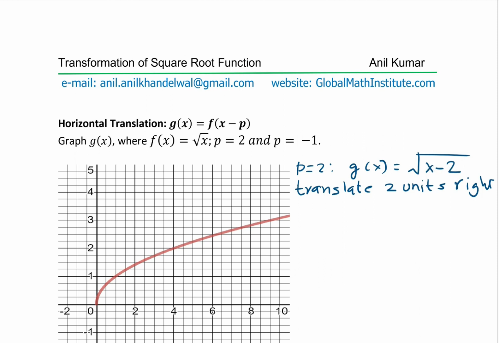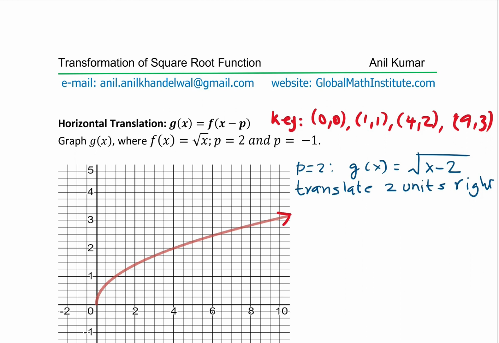So again, let me write down the key points and then we will see how these key points will get translated. So I'm writing the key points here for the function and then we will use for both. So the key points are 0, 0, 1 1, 4 2, and 9 3. And also the end behavior, which is when x approaches infinity, y approaches infinity. Since there is no reflection, that remains the same. So end behavior only changes when there is a reflection. Is that clear to you?